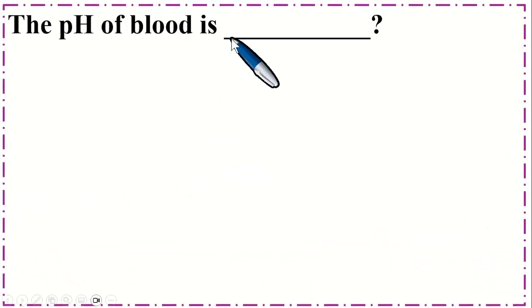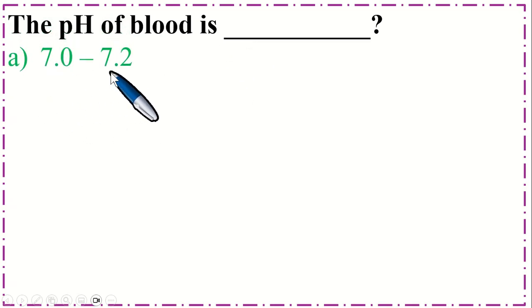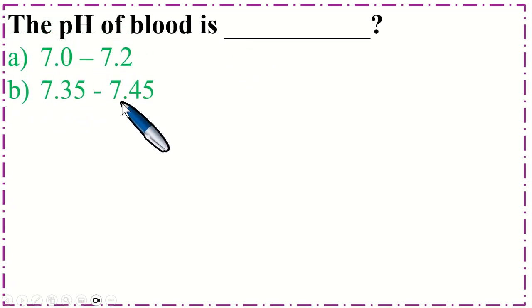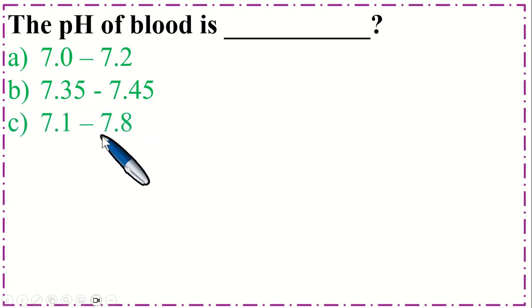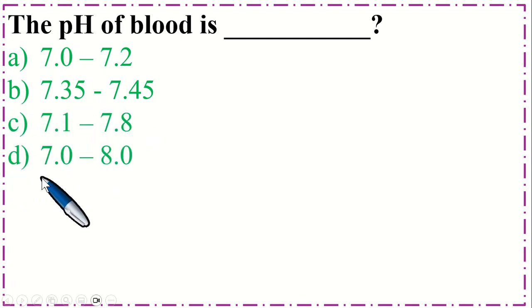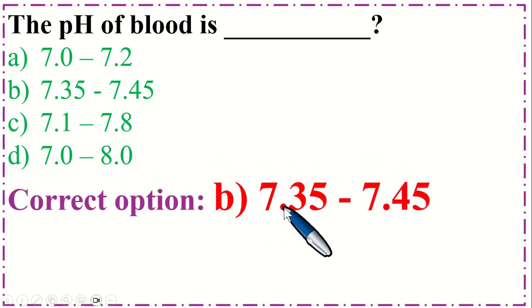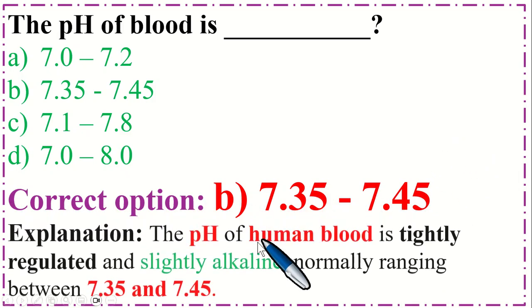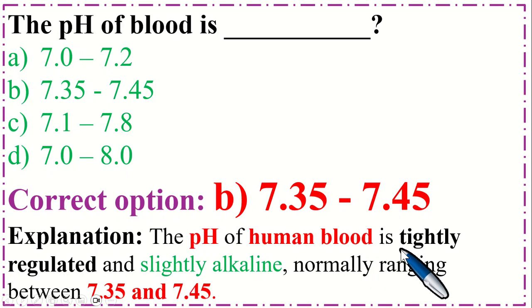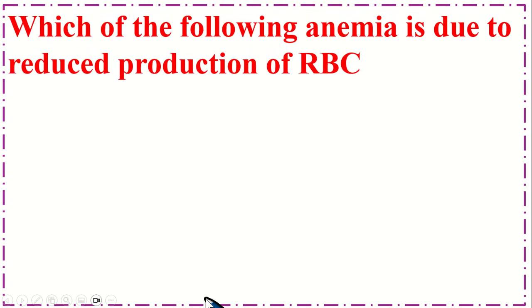The pH of blood is dash. Option A 7.0 to 7.2, B 7.35 to 7.45, option C 7.1 to 7.8, and option D 7.0 to 7.8. So the correct option is B 7.35 to 7.45. So explanation is the pH of the human blood is tightly regulated and slightly alkaline, normally ranging between 7.35 and 7.45. So this is very important MCQs.